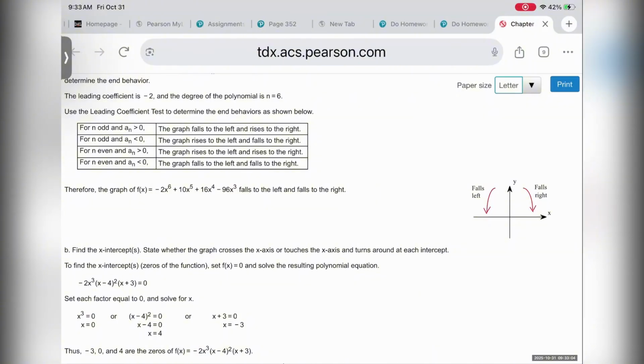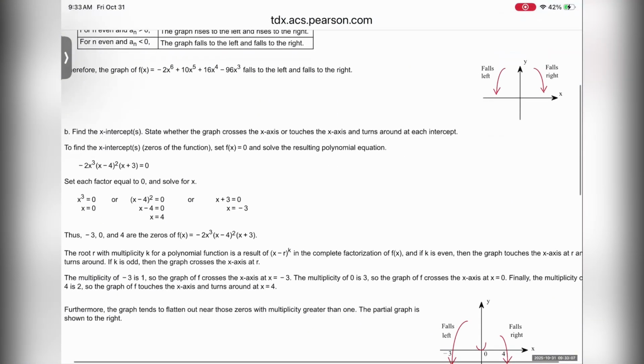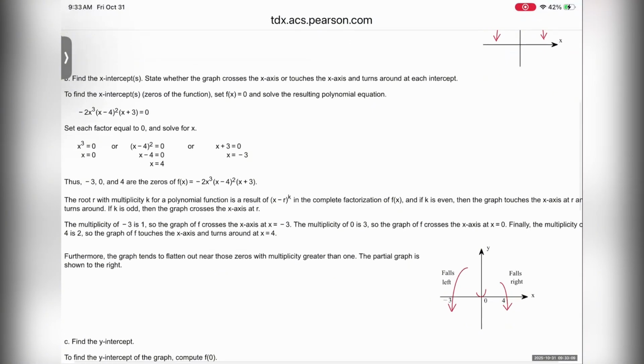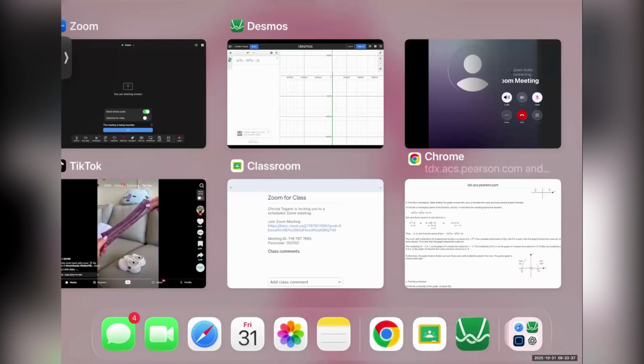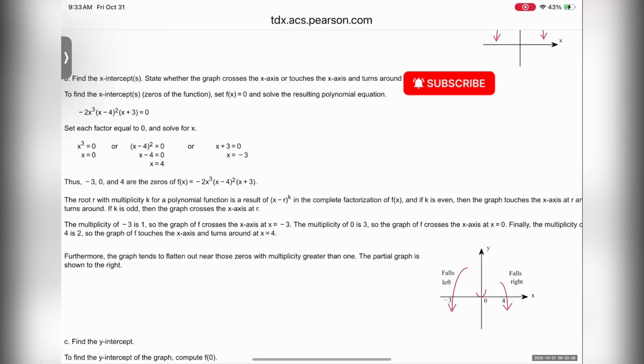All right, scroll back down. So the multiplicity of -3 is 1, so the graph crosses. Okay, that's what I said. And then the multiplicity of 0 is 3, so the graph crosses at x equals 0. So crosses at odd, touches at even. Can you remember that? Just remember what I said. I may not remember what I said, because I'm going so fast.